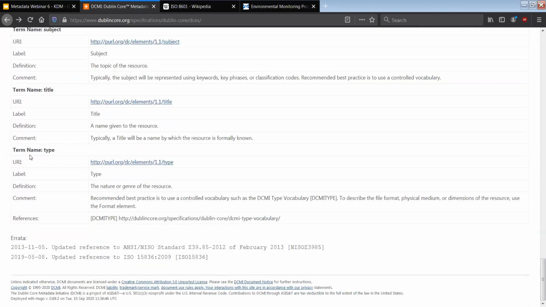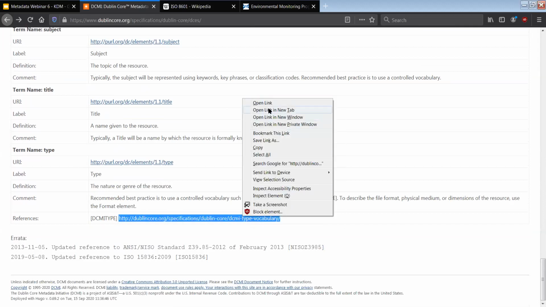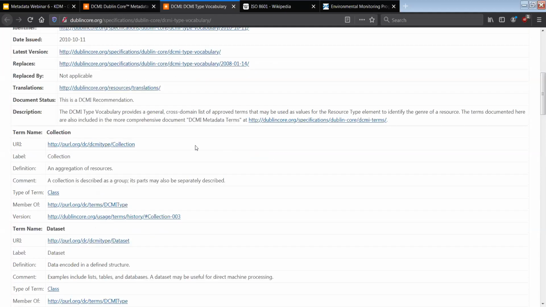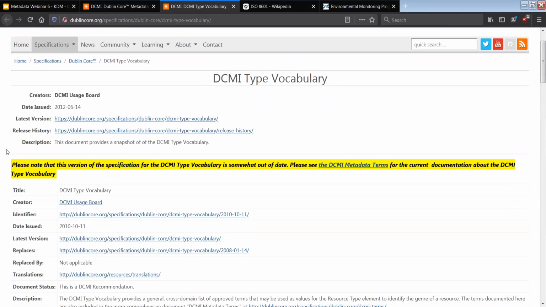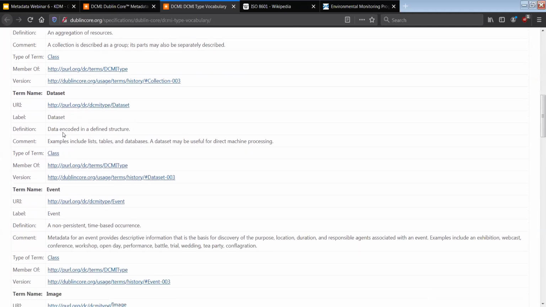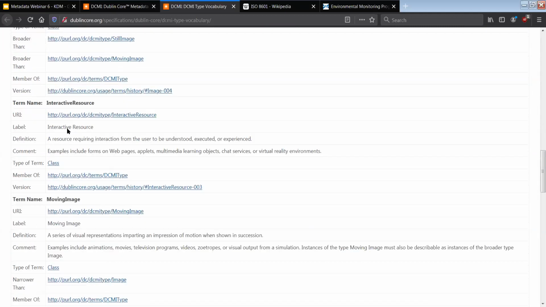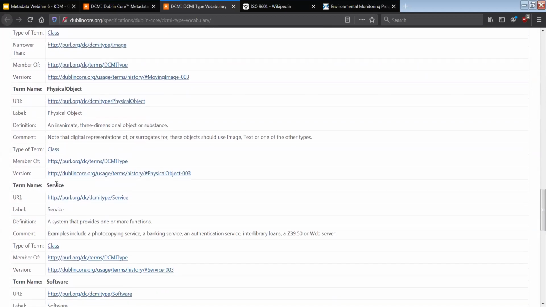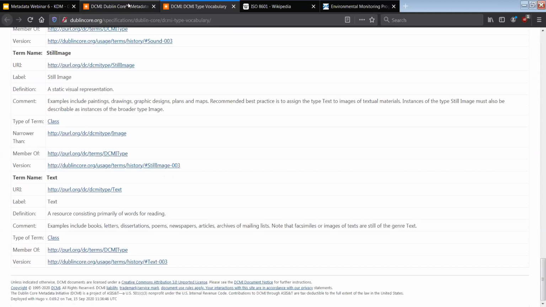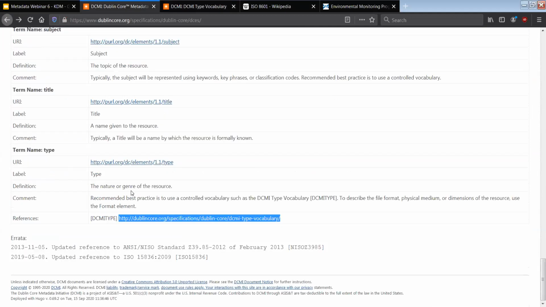Type is one with a controlled vocabulary, which is supposed to be about the nature or genre of the resource. If we follow this link to learn about type, unfortunately it doesn't take us directly to it. And it's not really in a nice list like ISO 19115 is. But there's a term here for collection, dataset, event, image, interactive resource. These are the components, the individual elements in the controlled vocabulary. So these would be the valid entries in the type field given strict conformance to the type vocabulary.